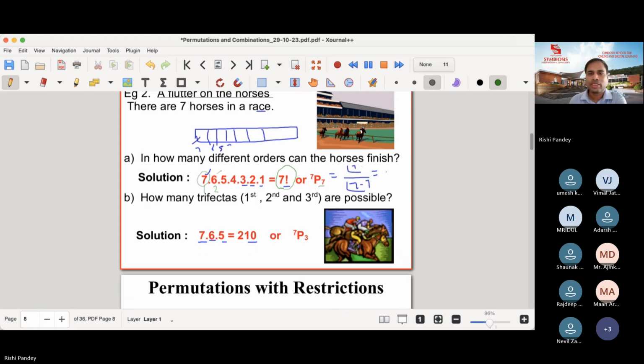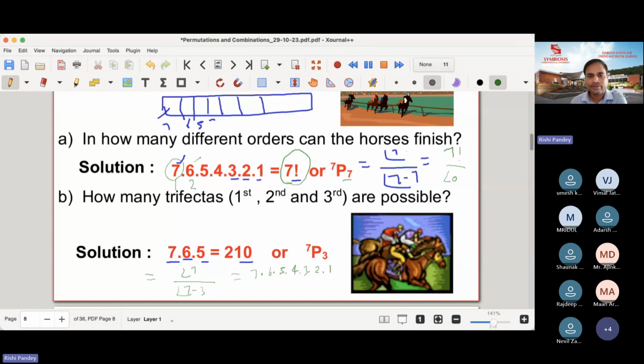Like here, first, factorial 7 is right, and here this becomes factorial 0. Factorial 0 is 1. So factorial 7 can be written this way. 7P3 means factorial 7 upon factorial 7 minus 3. That is 7, 6, 5, 4, 3, 2, 1 divided by factorial 4, since 7 minus 3 is 4, so 4, 3, 2, 1. These cancel, so we can write only 7, 6, 5. Both are right.